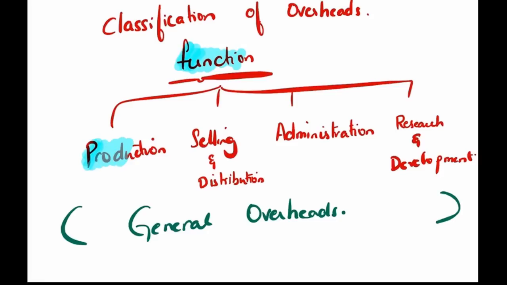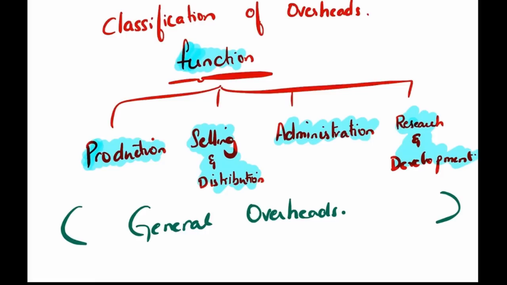production, selling and distribution, administration, research and development. Now what is production overheads? Production overheads are the indirect expenses which are concerned with the physical production of a product.